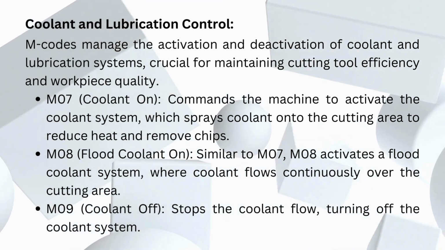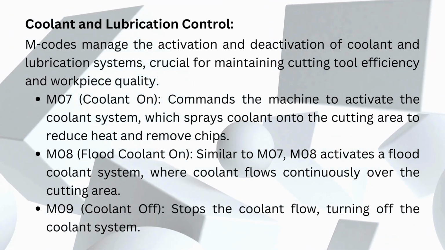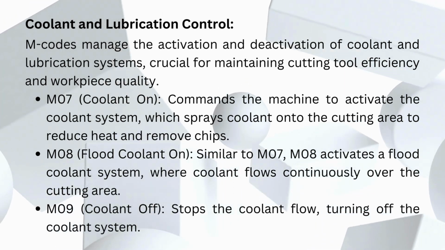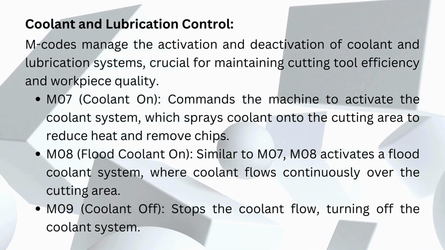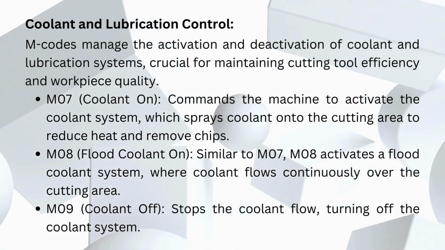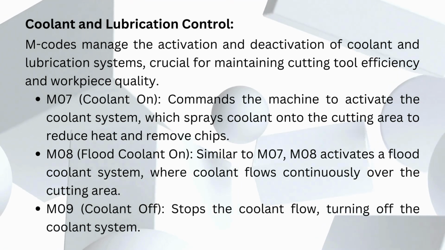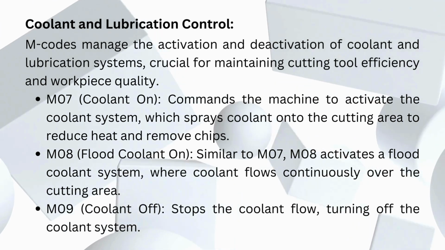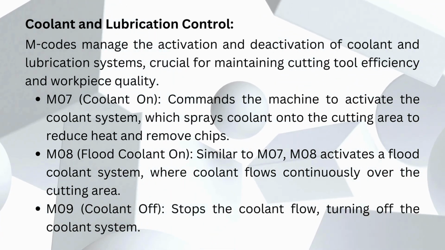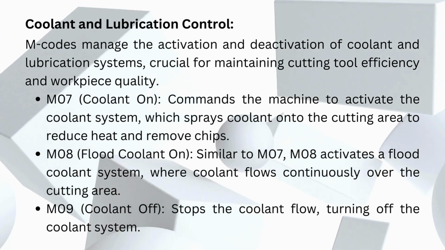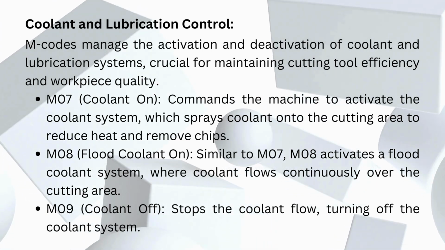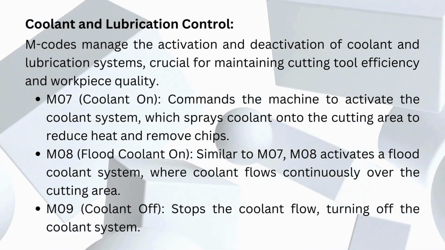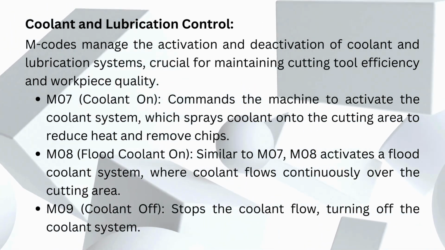Coolant and lubrication control. M codes manage the activation and deactivation of coolant and lubrication systems, crucial for maintaining cutting tool efficiency and workpiece quality. M07, coolant on, commands the machine to activate the coolant system, which sprays coolant onto the cutting area to reduce heat and remove chips. M08, flood coolant on, similar to M07. M08 activates a flood coolant system where coolant flows continuously over the cutting area. M09, coolant off, stops the coolant flow, turning off the coolant system.